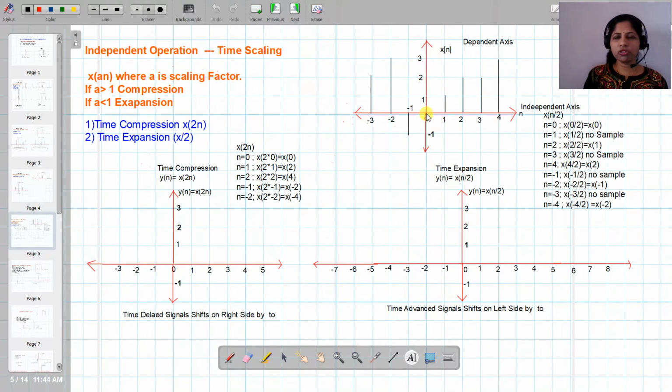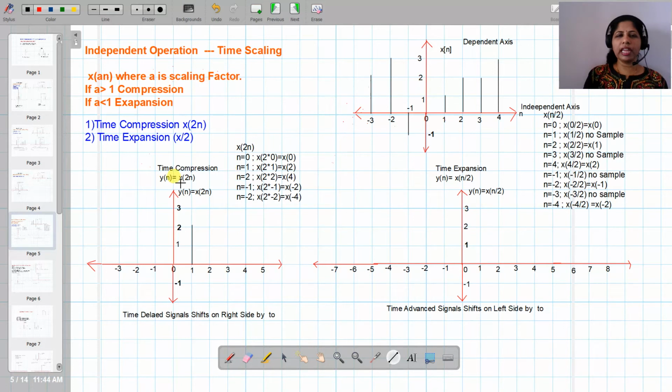On 0 right now there is no sample, so here no sample. When n is equal to 1, y of 1 is equal to x of 2. What is the sample on x of 2? It is 2. But that sample we have to draw where? On the position n is equal to 1, y of 1. So that's why on y of 1 the sample is equal to 2.